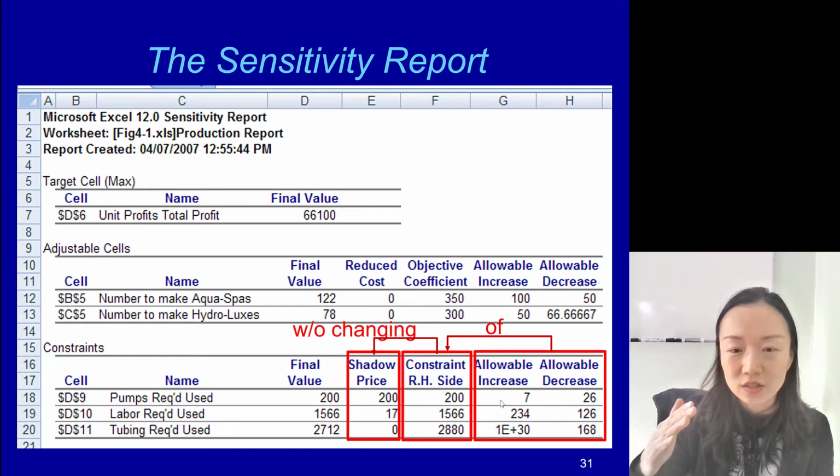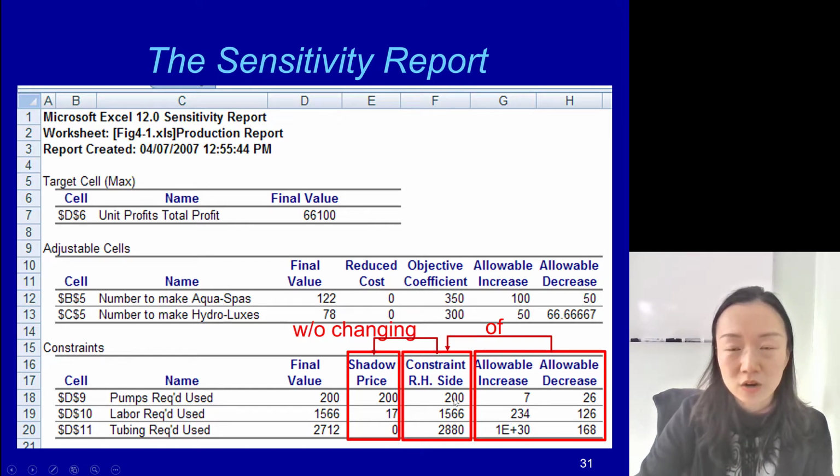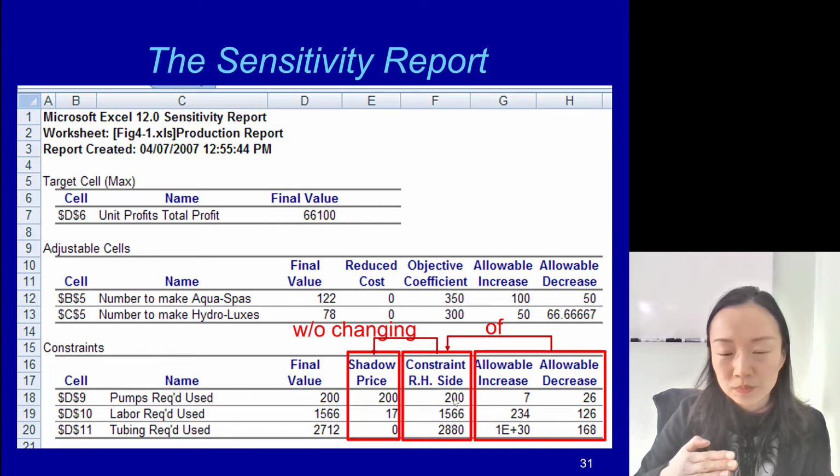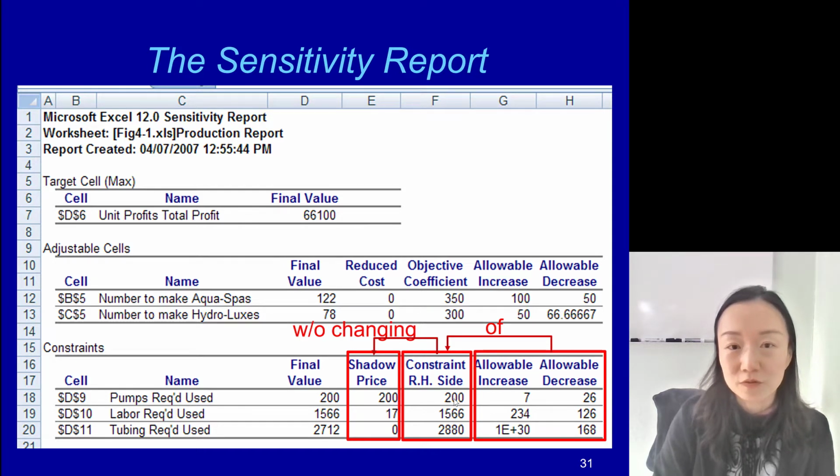Okay, and the shadow price representing the impact on your objective function value will no longer be 200 because it's already out of the feasible region. It becomes redundant. So no matter how much you keep increasing it, it's not going to bring any impact to your solution and your objective function value. See if it makes sense.